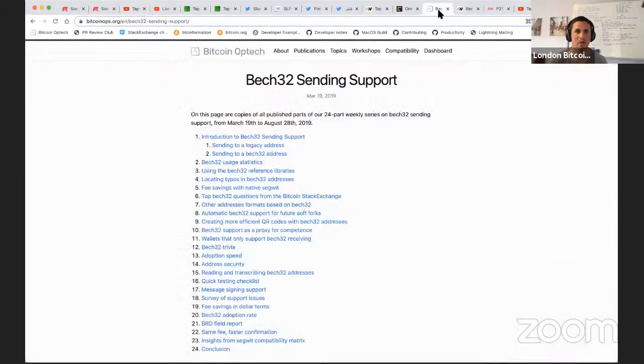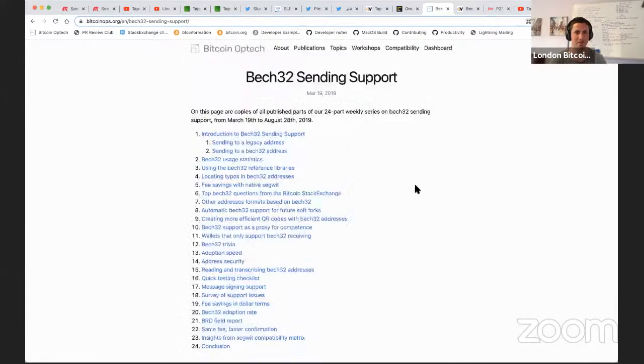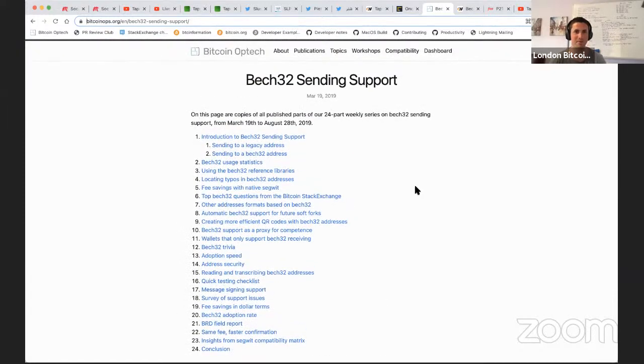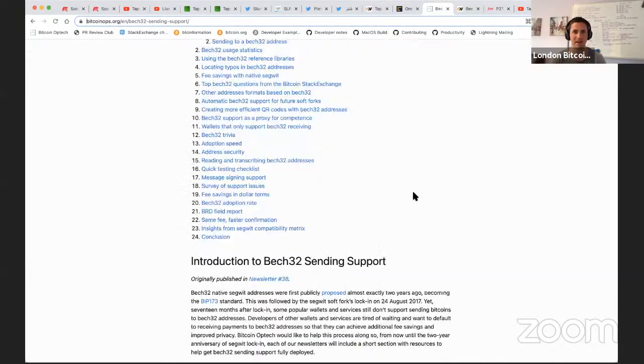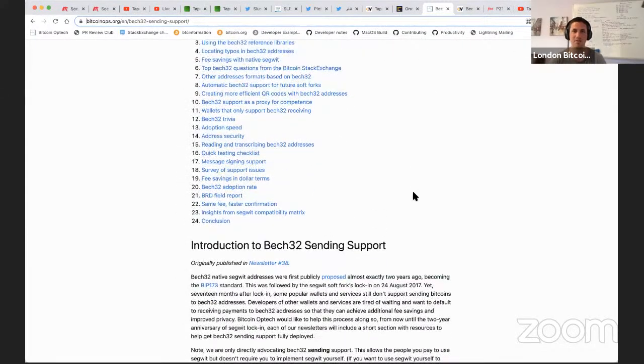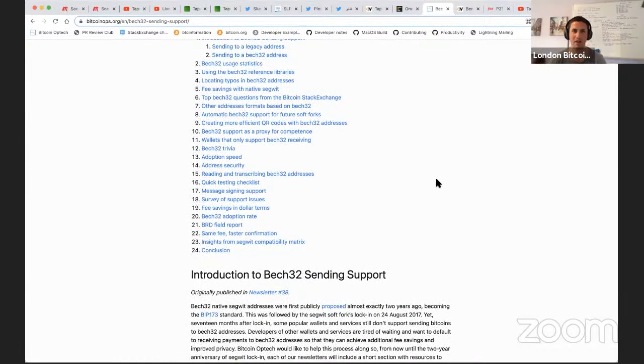So yeah, so obviously during Segwit there were tons of resources being produced. These are a bunch of resources Optech put together for Batch 32, which was Segwit 2017. So I think Craig's point that there are a lot more resources to help people with Segwit is certainly a fair one. Hopefully we'll get more and more resources as the weeks and months go by up until November.